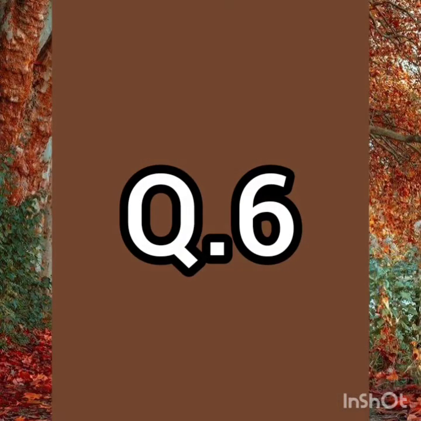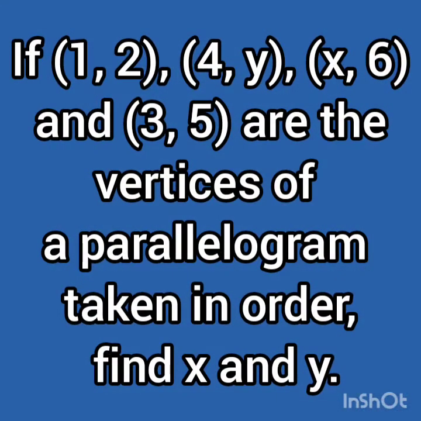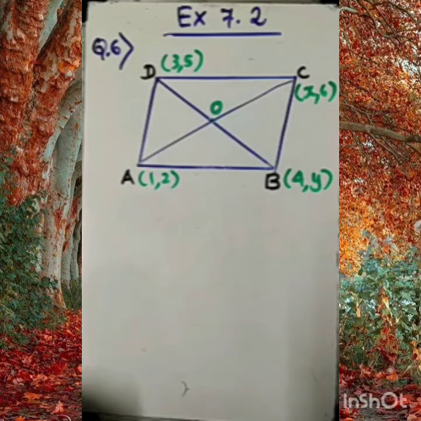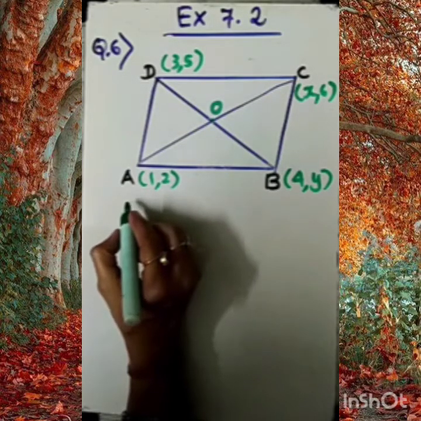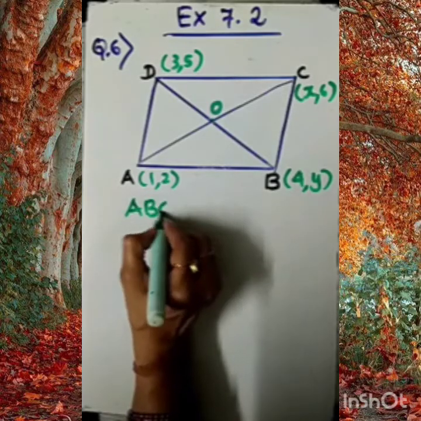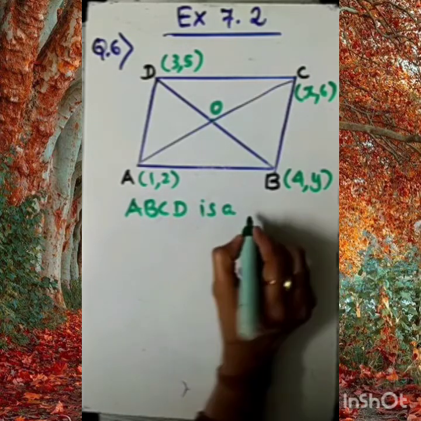So my dear student, here question number 6 is on your screen. We are given if 1, 2, 4, y, x, 6 and 3, 5 are the vertices of a parallelogram taken in order, find x and y. Dear student, here 4 vertices of a parallelogram are given. You can see one parallelogram on your screen. Let me take this parallelogram, the name is ABCD. Here ABCD is a parallelogram.